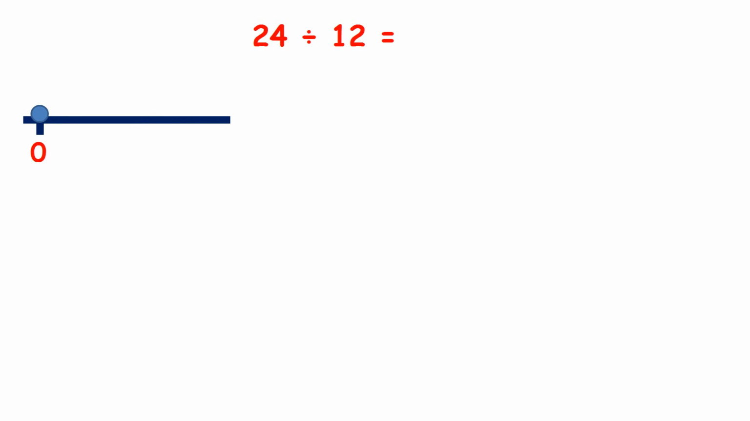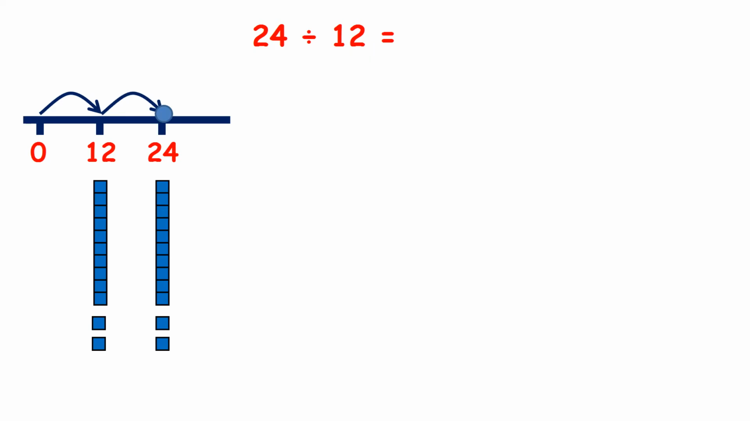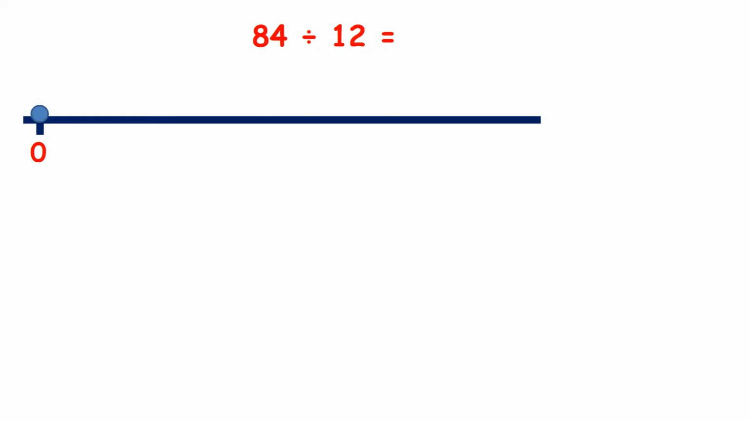What is 24 divided by 12? Well, if we count up in steps of 12, we have 12, 24, so we can make 2 groups of 12 from 24, so our answer is 2. Now pause the video and work out 84 divided by 12.